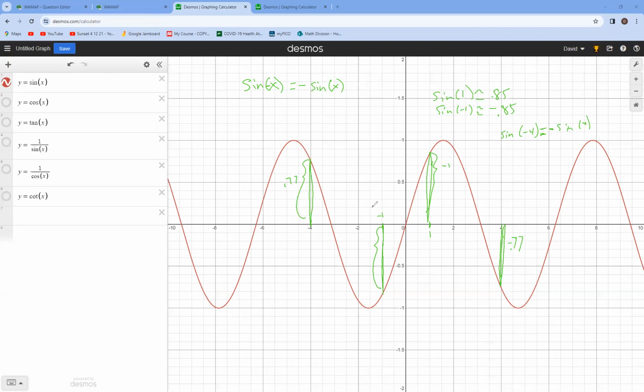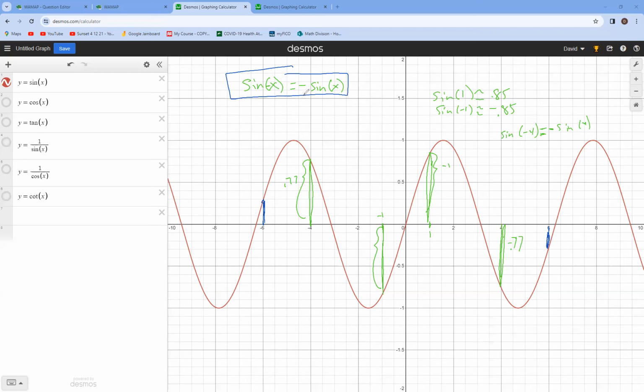And that's true for any angle that you look at, wherever you look on that sine curve. If you come out here to 6 and negative 6, you've got a height here of about 0.3, and over here at positive 6, you've got a height of negative 0.3. So the heights are the same, they're just opposite in sign. So we have this relationship that the sine of minus x is equal to minus the sine of x.